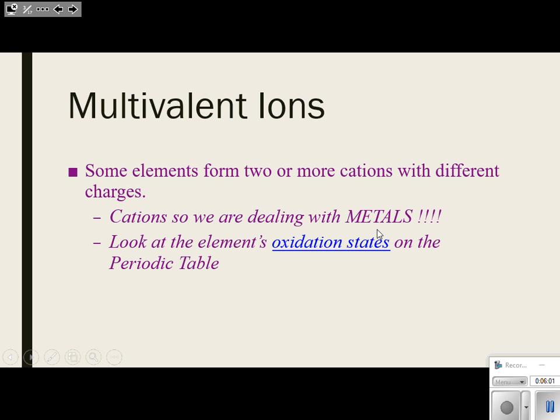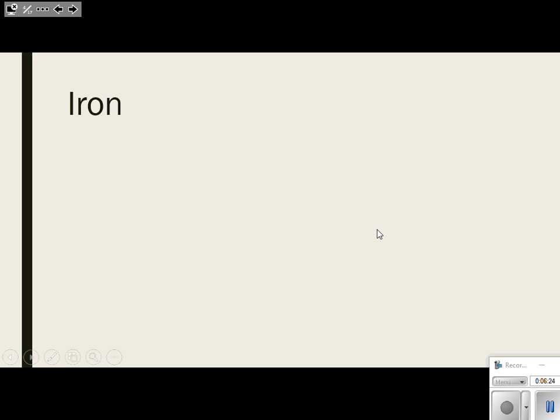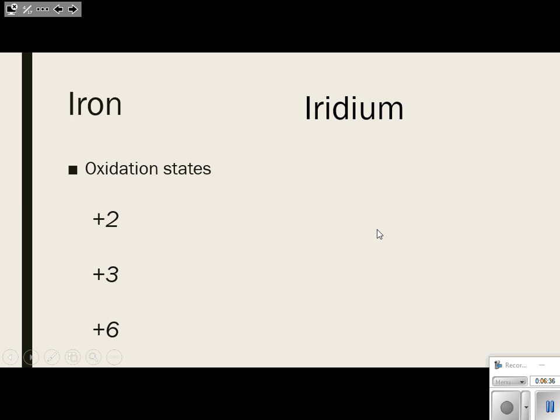Let's look at lead. First of all, is lead multivalent? Lead is element number 82. Absolutely. What charges could lead take? 2 and 4. Correct? Here we go with iron. Iron has a 2, a 3, and a 6 for its oxidation states. Iridium, Ir, element number 77, is going to have oxidation states of 2, 3, 4, 6. So we are looking at those oxidation states to determine whether they are multivalent or not.